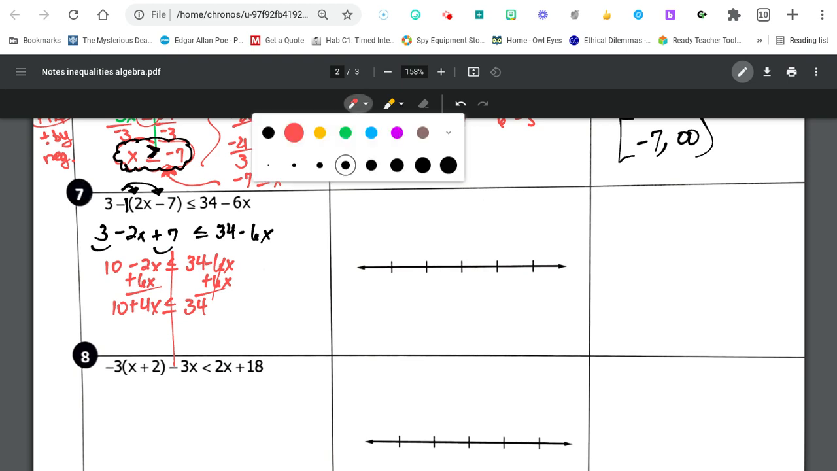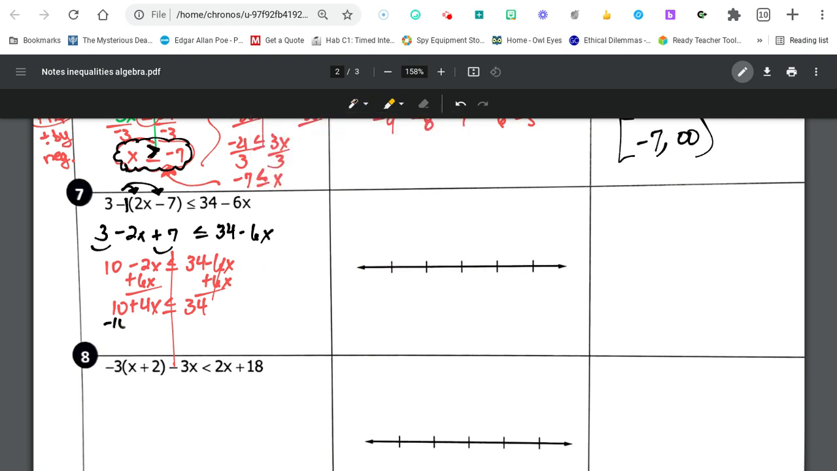Now I'm going to get rid of 10 with a -10. So I have 4x less than or equal to 24. And I've got to have room to work up here. I am going to divide by +4. No need to flip the symbol then. And x is just less than or equal to 6.